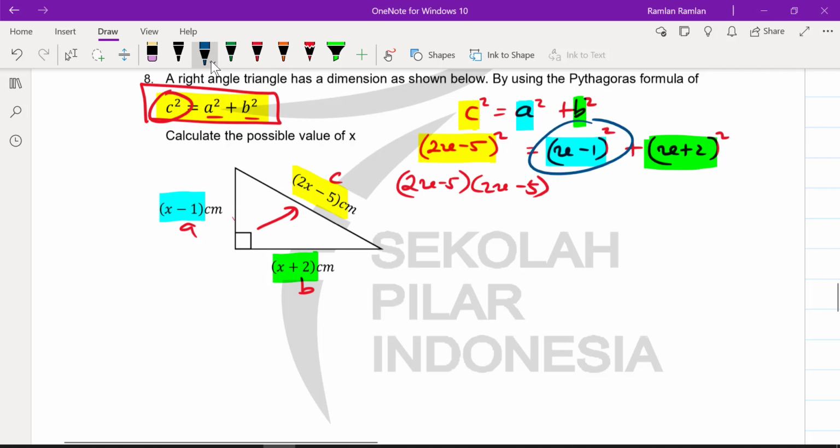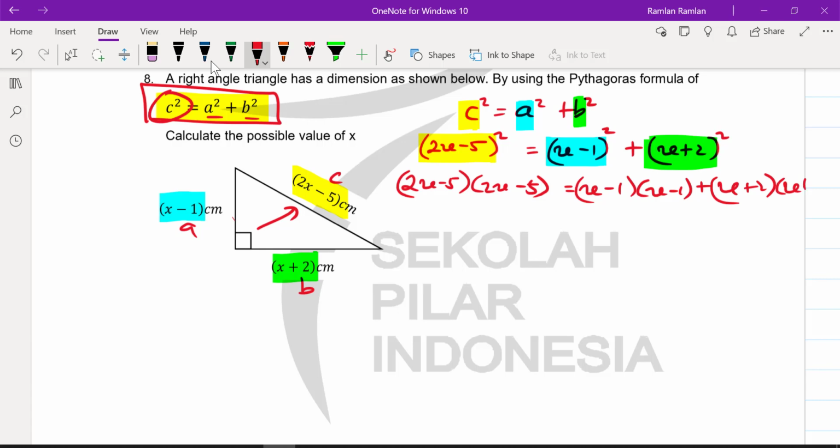The same thing on the right side of the equal sign. This guy is being squared, so you multiply x minus 1 by x minus 1. And the same thing with this one: you're multiplying x plus 2 with x plus 2. Remember, be careful with the bracket and also the sign, guys. So let's do it again.